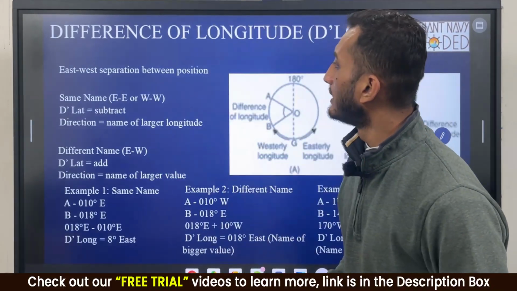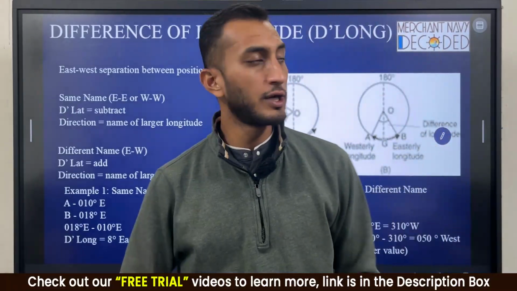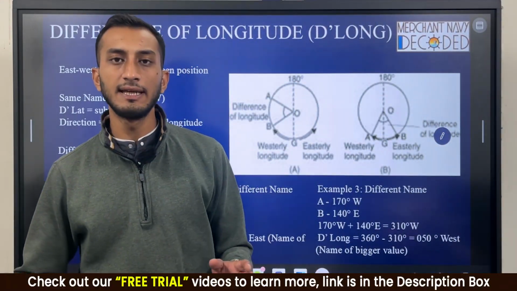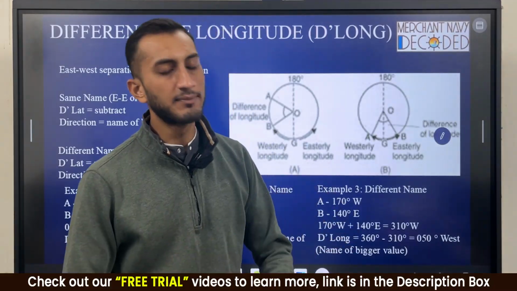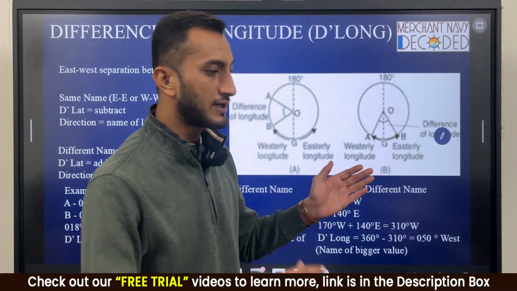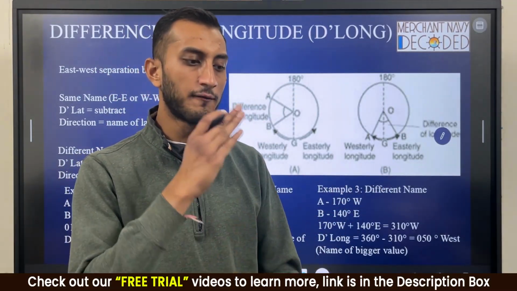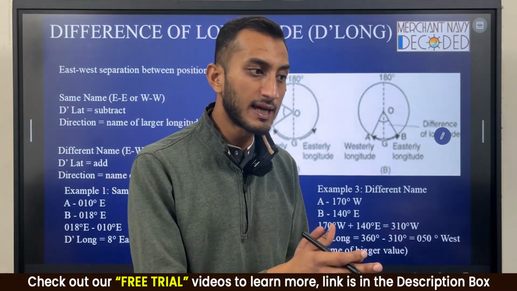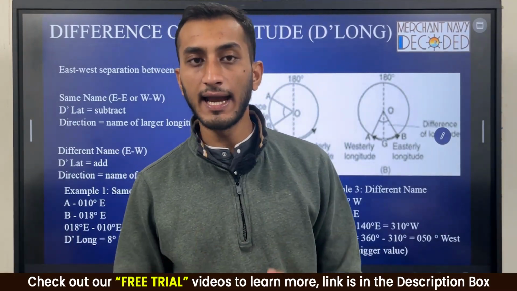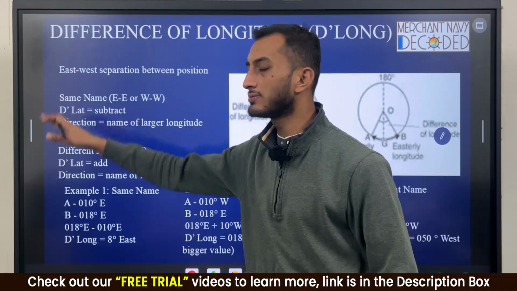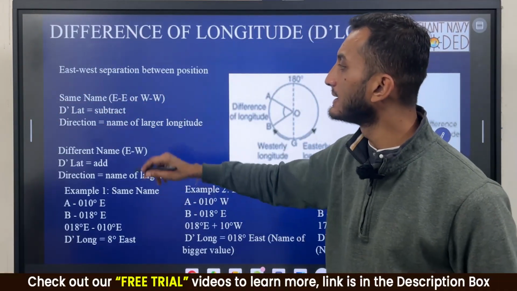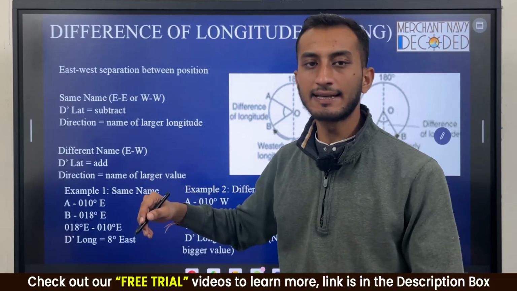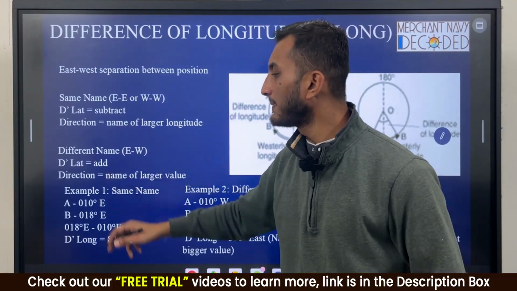Now, what is difference of longitude? Difference of longitude is basically the difference between two longitudes. Same case, same thing. If it is of the same name, we'll subtract. If it is of a different name, we'll add. But let's go through this definition. It's the east-west separation between two points. Same name, east, we subtract, as I said. Different name, they'll be added.